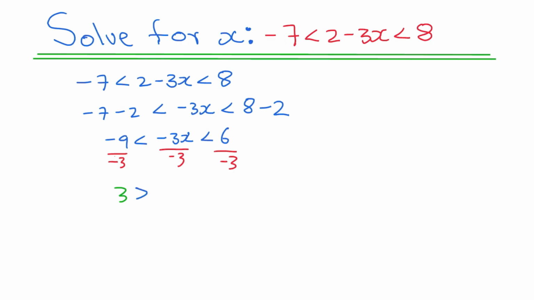Clear? Then -3 cancels -3 here, right? I'll be left with my x. And like I said, this inequality, instead of being like this, is going to be like this, right? And then 6 over -3 is going to give me -2. So that's going to be my answer. My x will be less than 3, but greater than -2.